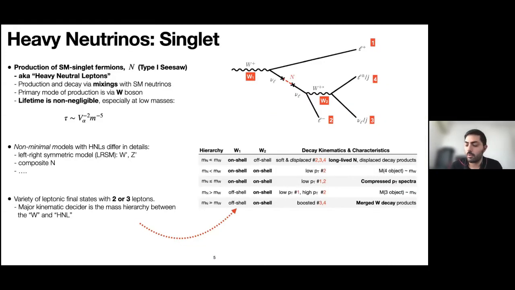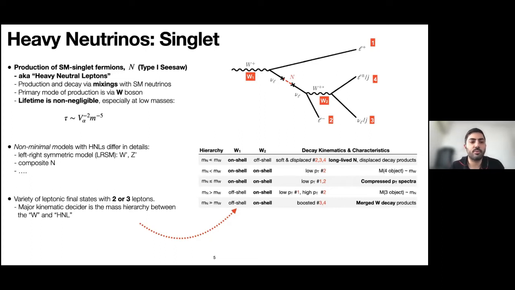We'll start with the singlet model. The singlet model is the simplest extension, as I said, the type 1 Seesaw model. And here we only expand the standard model particle content by a singlet fermion, here labeled as N in this cartoon diagram on the right. It's also referred to as a heavy neutral lepton in the literature, HNL for short.